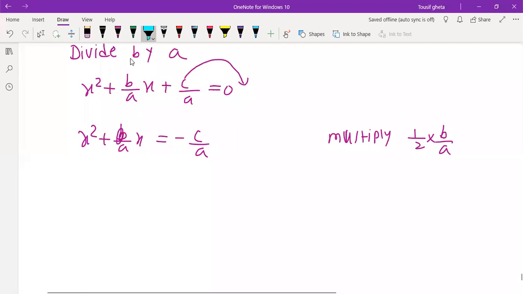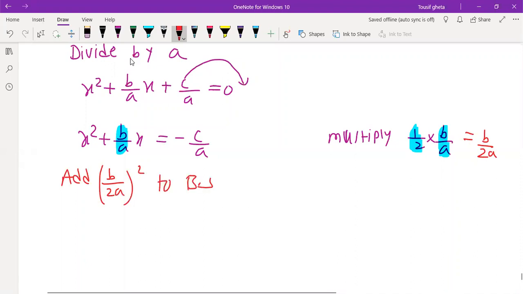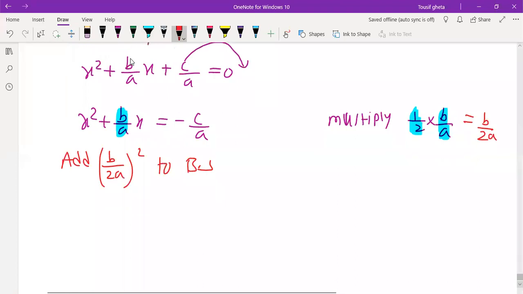The coefficient of x is what? B by a. So you will multiply b by a with half every time. This is the common procedure. So what will you get if you multiply? You will get b by 2a. Whatever you got, b by 2a, the square of that you should add to both sides. Add b by 2a whole square to both sides, LHS side and RHS side. Okay. Square of that we should add.